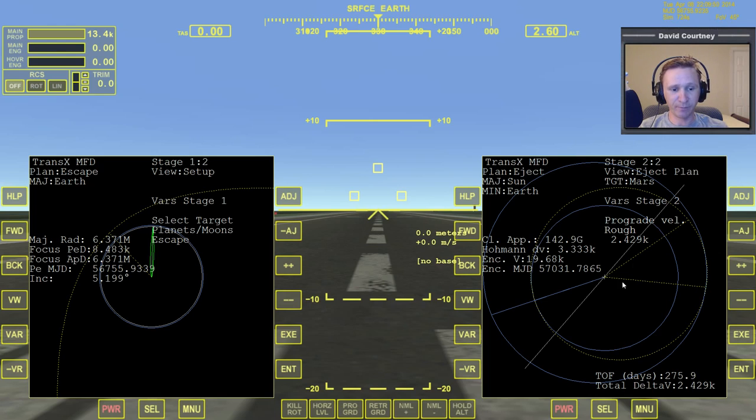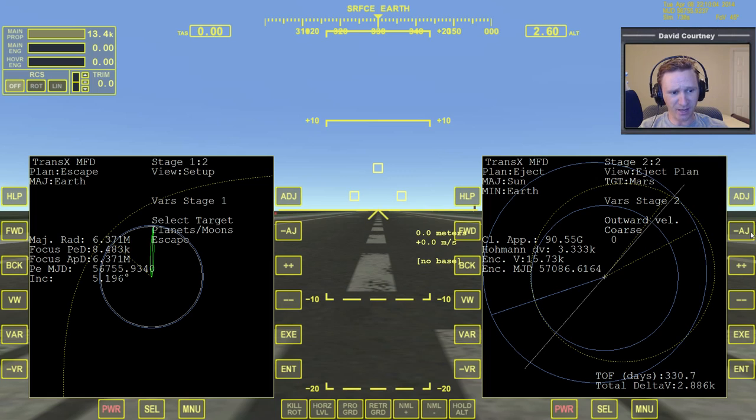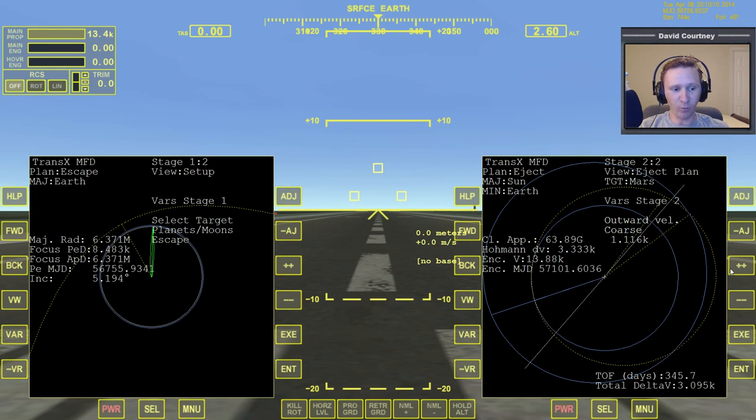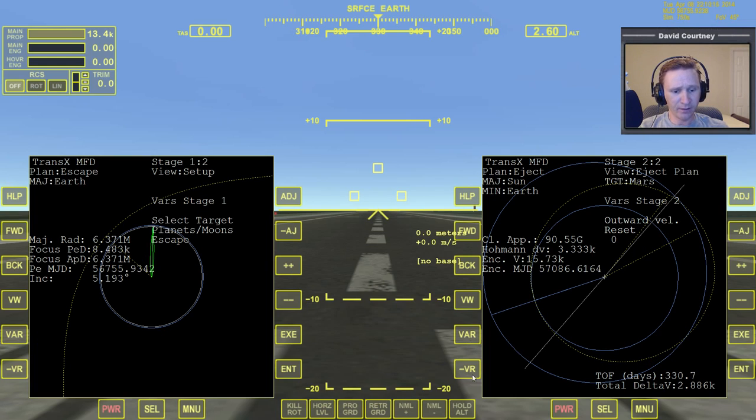So the easiest thing to do, and what I would recommend for absolute beginners, instead of trying to adjust these values manually like this, where we're going to say, well, we need this much prograde, and we're going to come over here to the outward, and we're going to put in a bunch of outward. You can see the closest approach is coming down.